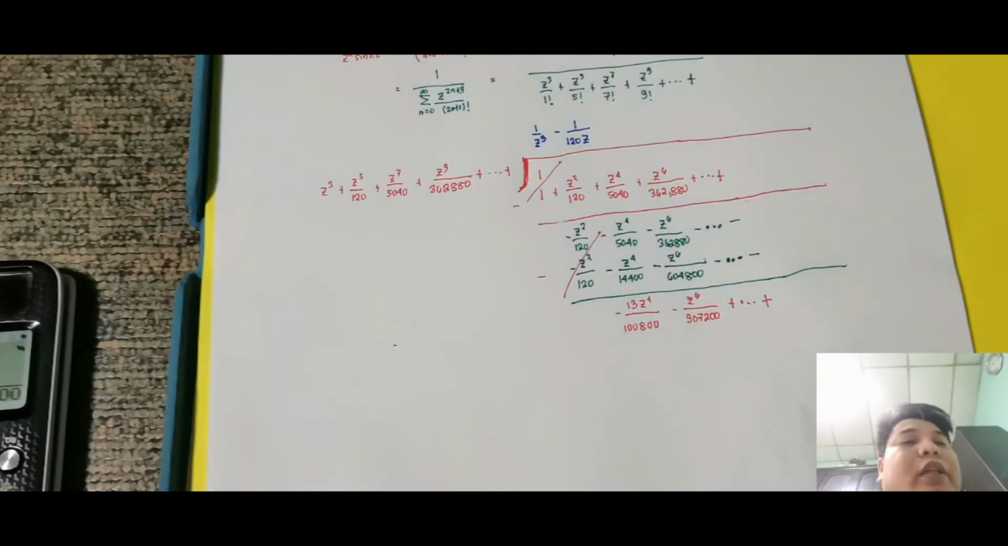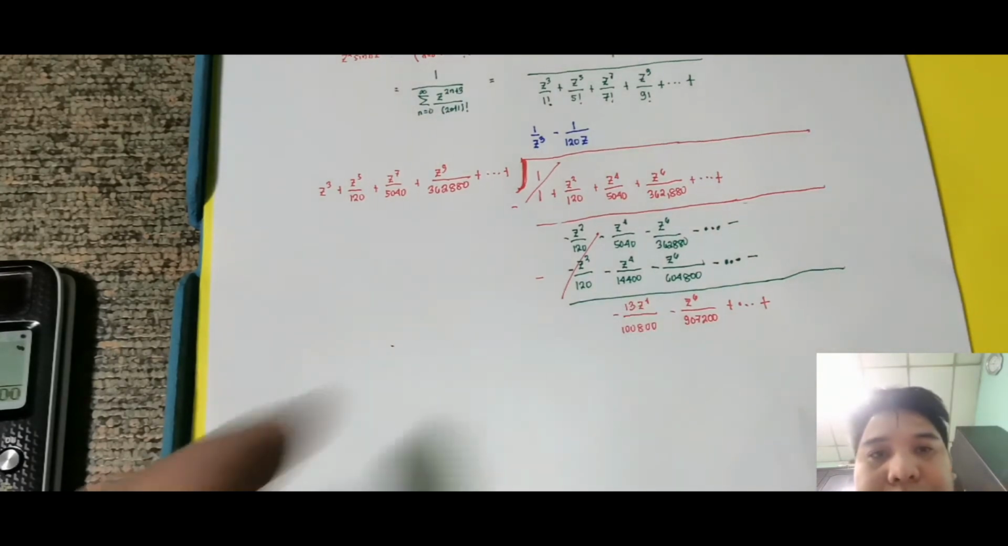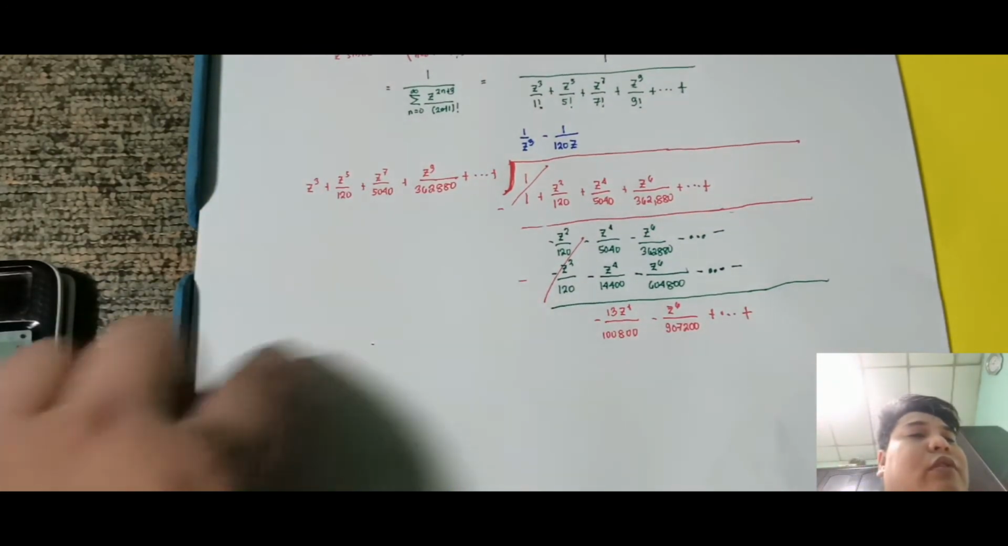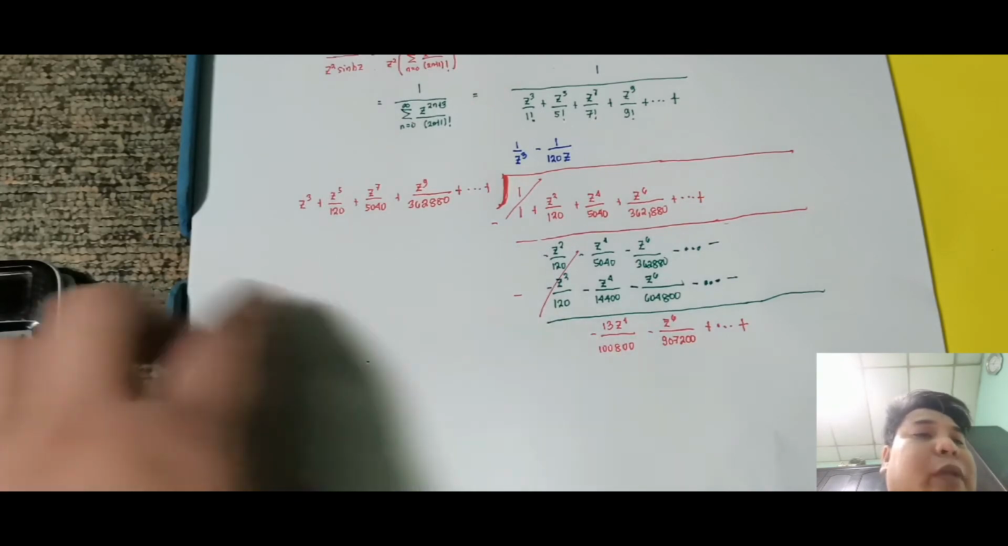So hanggat mayroon pang natitirang term, hindi ka titigil. Hanggat hindi pa umabot ka sa plus dot, hindi ka titigil. So ito, divide ulit natin doon. So pag dinivide natin siya doon, that is just sa taas na yung z squared. Tama, kasi cancel to z to the fourth. So magkakaroon ng z sa taas, pero ito pa rin yung number.